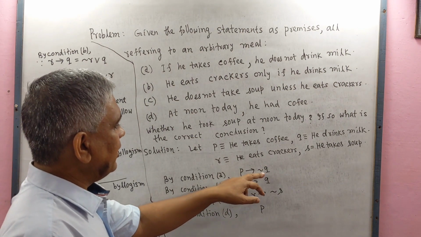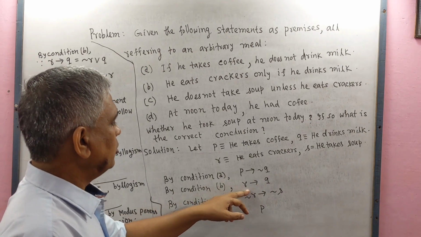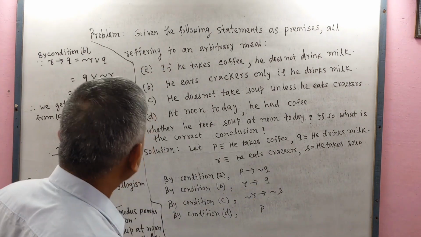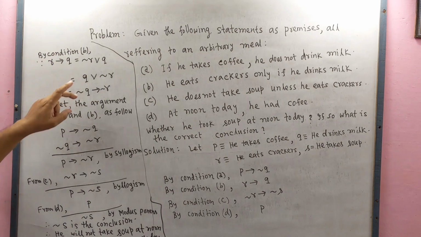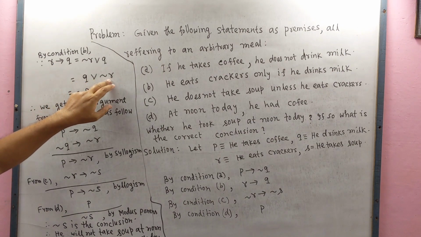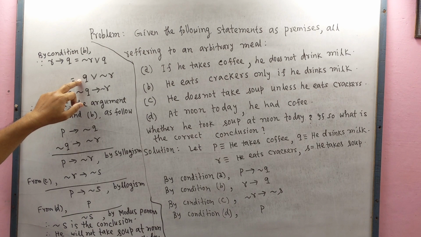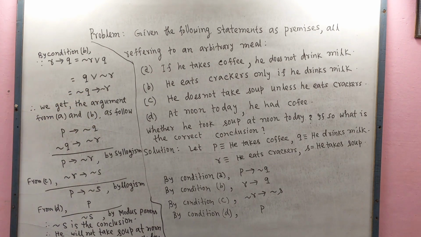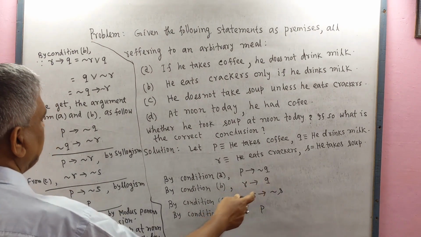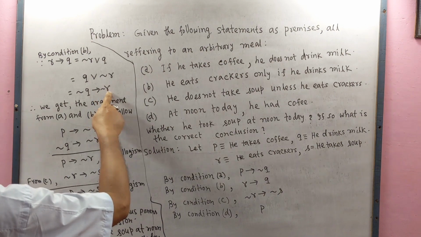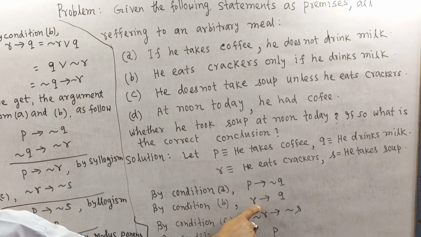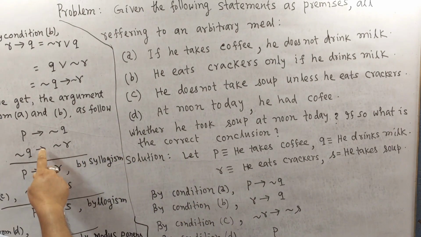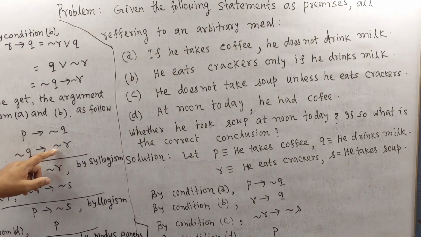Now here P implication negation Q. We need here negation Q. So firstly we solve this R implication Q. R implication Q is negation R disjunction Q. By commutativity, Q disjunction negation R. Now we change it into implication: negation Q implication negation R. So in place of R implication Q, we put negation Q implication negation R. So from the first two rows, we get P implication negation Q and negation Q implication negation R. By syllogism, we get P implication negation R.